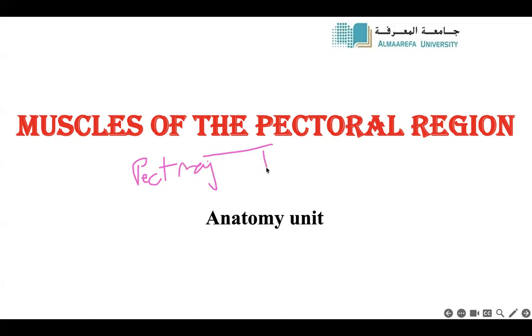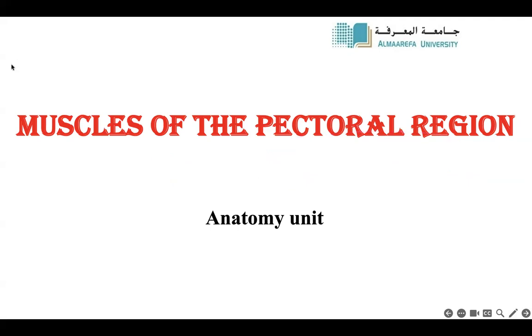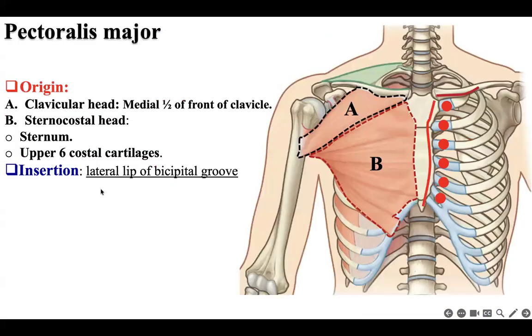So besides the major, we have another muscle named pectoralis minor, and the muscle under the clavicle named subclavius, and finally the muscle attached to the ribs named serratus anterior. We have four muscles. For every muscle you have to mention the origin, insertion, nerve supply and action.